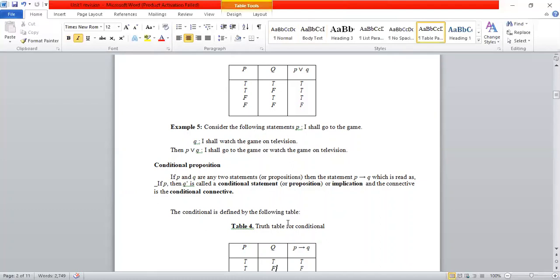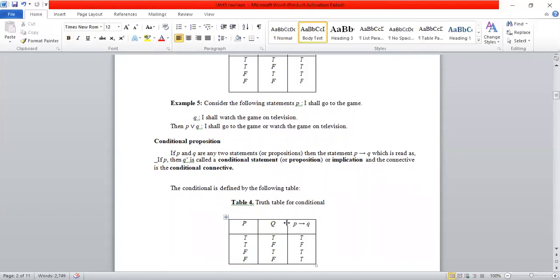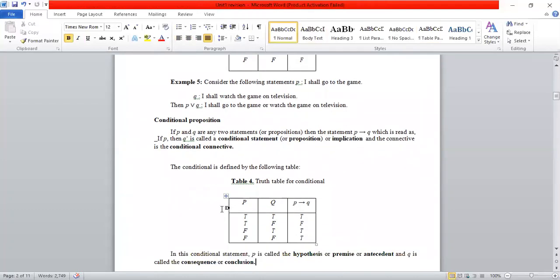Here we have a truth table for the conditional connective. Here I have taken two statements, P and Q, and this is P conditional Q. So here, remember, observe this table. Whenever P and Q both have truth value true, P conditional Q is true.